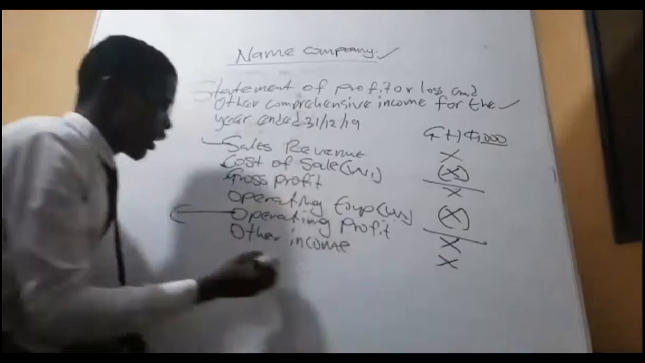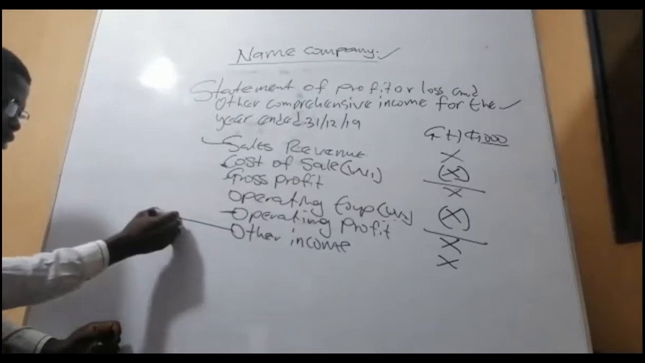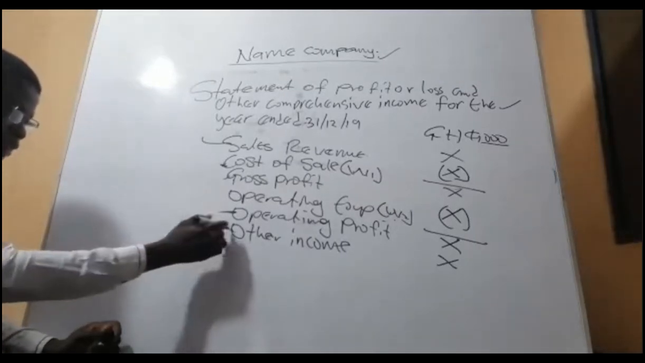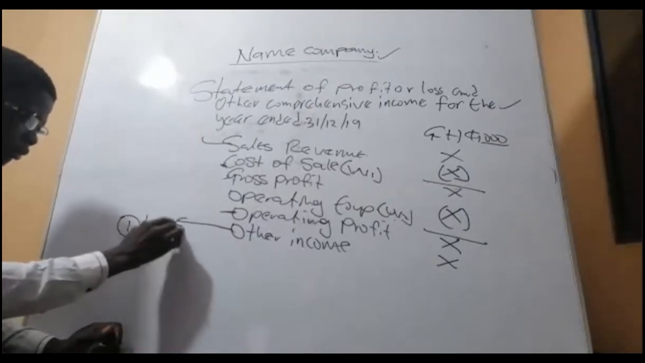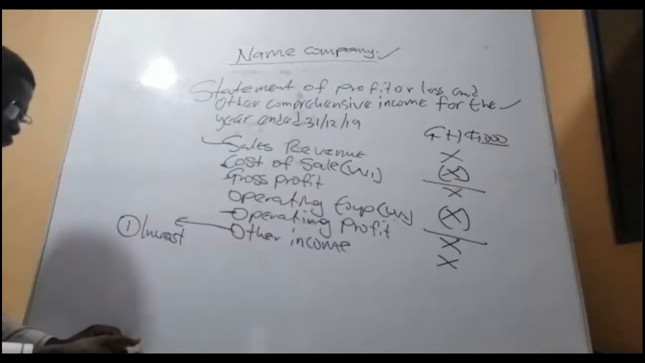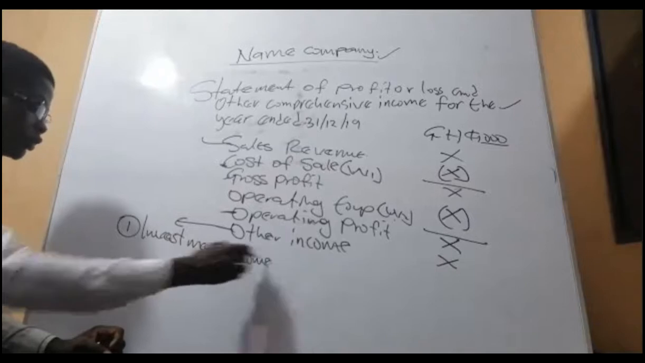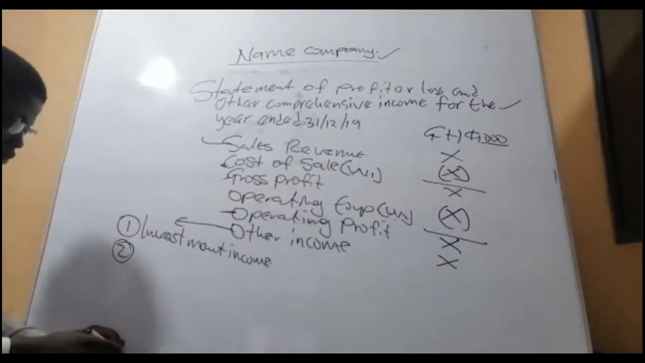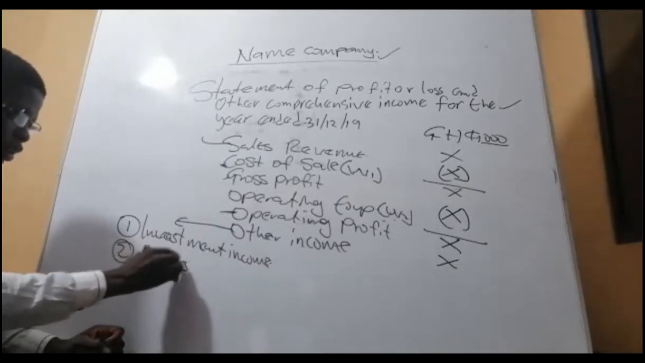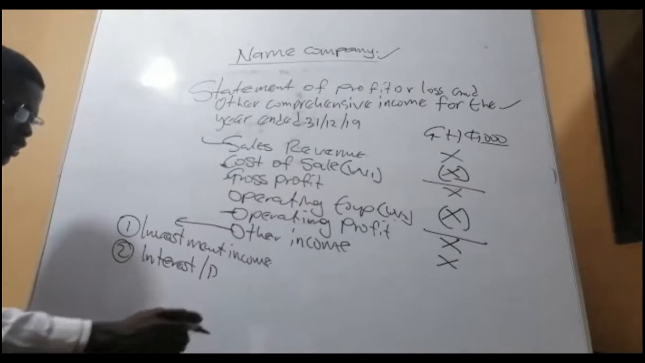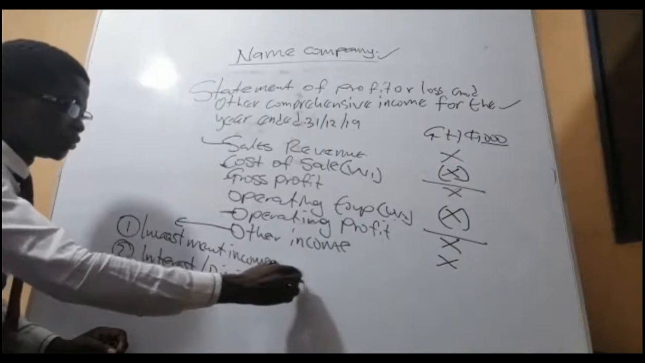Now here, I'll list a few examples of other income, for in reality there are many. So other income: one, investment income. Two, interest or dividend received.